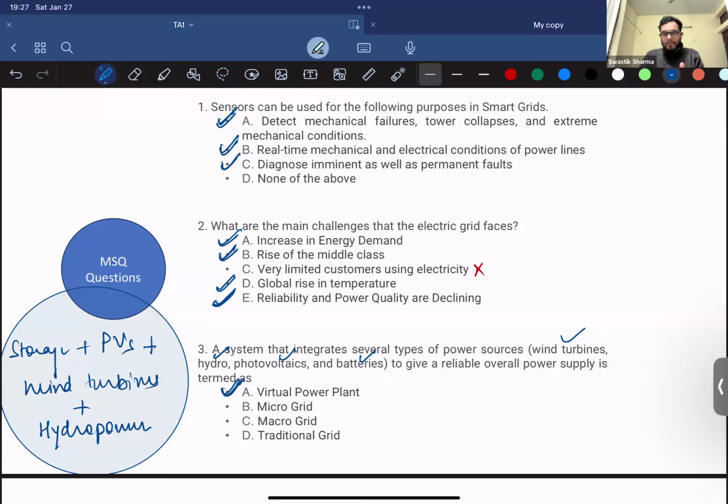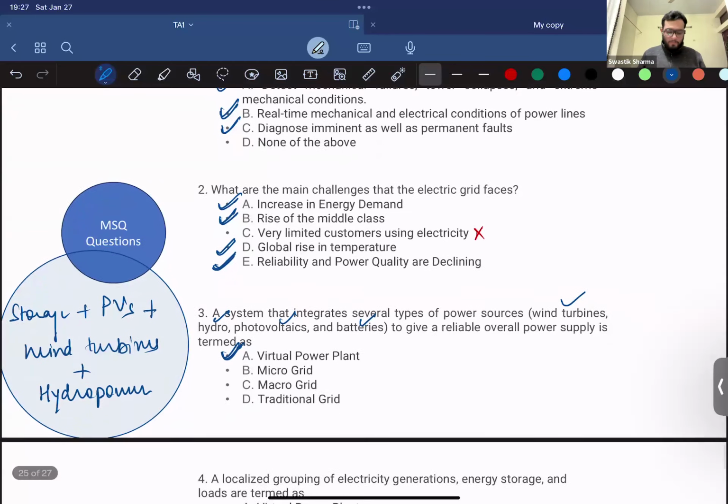What is a virtual power plant? You are supplying power to the grid. Doesn't matter where it's coming from. It's not a particular plant like a hydro plant or wind turbine or solar storage or PVs. You have a conglomerate of different sources. So these can be seen as a virtual power plant from the transmission side. Hence, these are termed as virtual power plant.